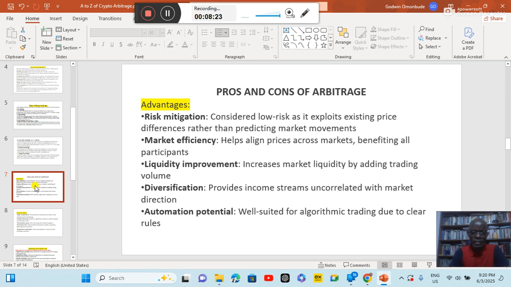Number 3 is liquidity improvement. It increases the market liquidity by adding trading volume. And number 4 is diversification, providing income streams uncorrelated with the market direction. And number 5 is automated potential, well suited for algorithmic trading due to clear rules.